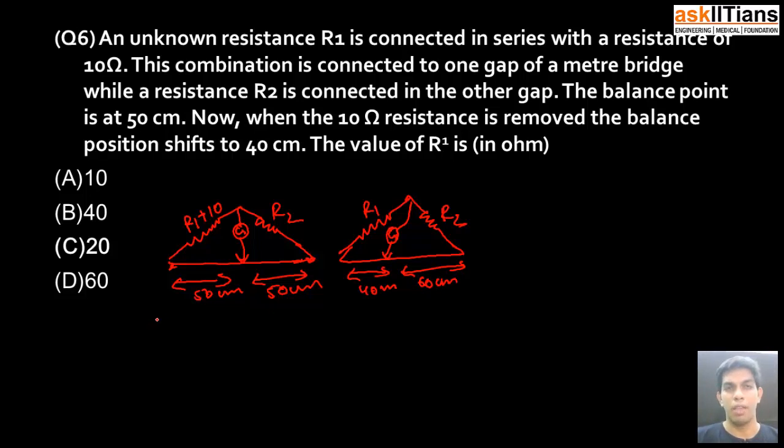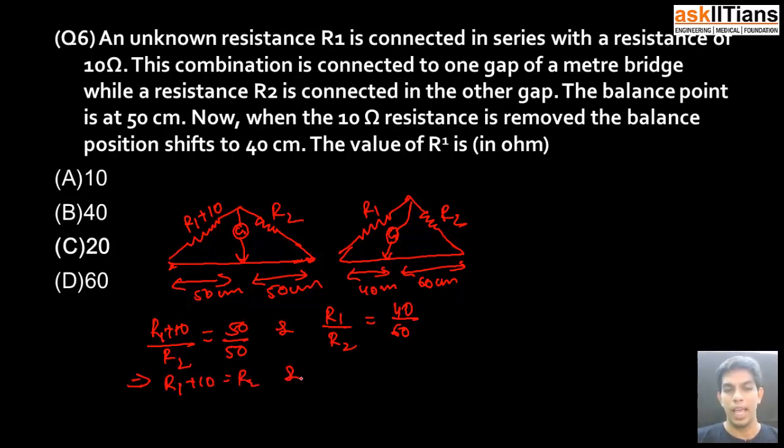Now I will use the Wheatstone bridge principle on which this meter bridge is based. So (R1 + 10)/R2 = 50/50. Similarly, R1/R2 = 40/60. So with these two, I get R1 + 10 = R2 and R2 = 3/2 of R1. Using these two relations, I can write that R1 is equal to 20 ohm. Hence, C is my correct option.